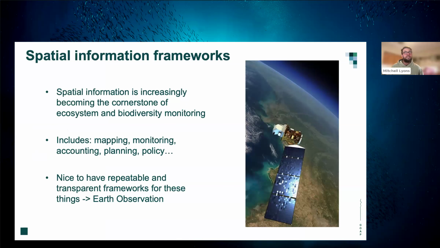So that is to say that generally speaking, we're moving towards having spatial information frameworks as the underlying data set for the way we do ecosystem and biodiversity monitoring throughout the world. And so this includes mapping, like we're going to be talking about today, but then the upstream applications of that, which are our monitoring frameworks, accounting, planning, and then also the evidence for the types of policies we implement, or the types of things we do to change policy to better adapt to new management or monitoring frameworks.